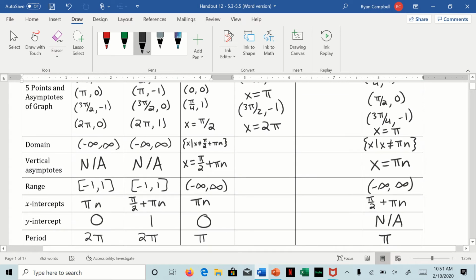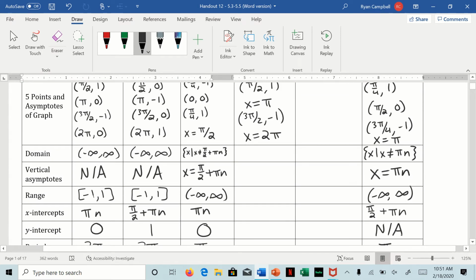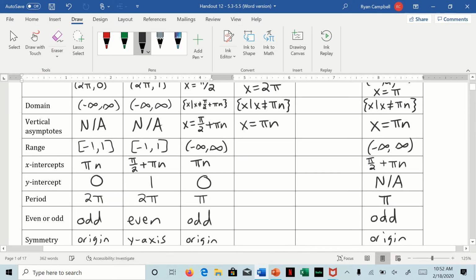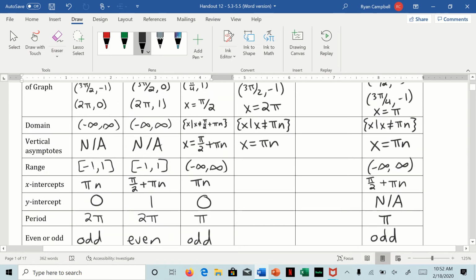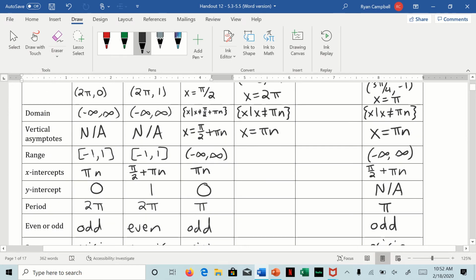So we can see that we had asymptotes every pi, right? So that's going to be x equals pi n. So the domain is all x's where that is not the case. Yeah, it was pi n. Good. All right, the range.